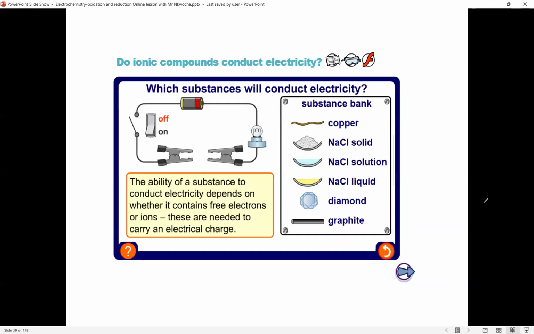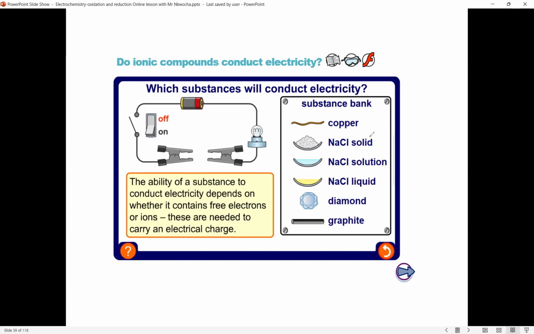Every other thing that we are talking about is easy. Will the compound conduct electricity or not? Copper, yes, but will it break down? No, because there's nothing to break. Sodium chloride, solid, will it break down?